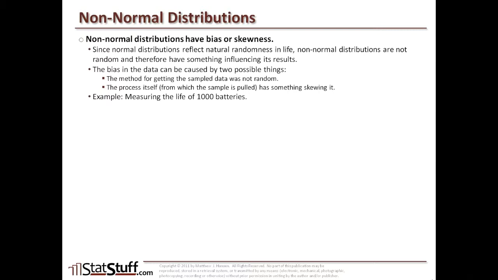Let's say that we're trying to measure the life of 1,000 batteries that we collected, and we might expect that the life of each battery represents maybe 50 hours each on the average. Well, what kind of distribution would you expect to see? Well, let's say for 1,000 batteries, we might expect it to be a normal distribution.